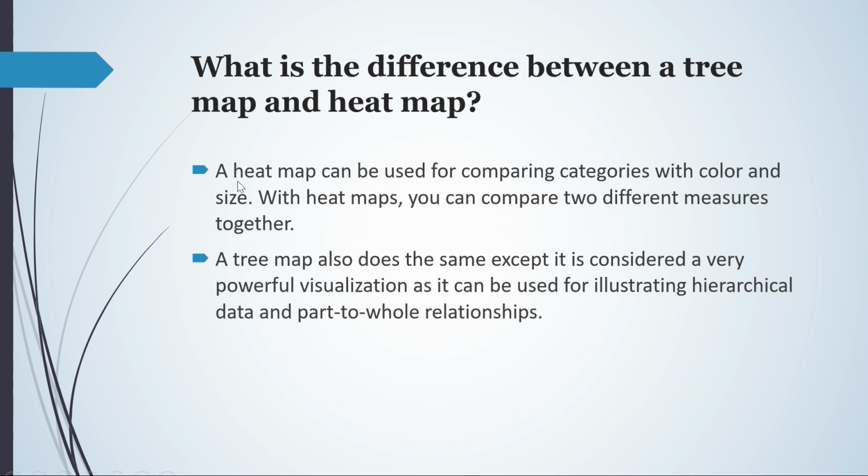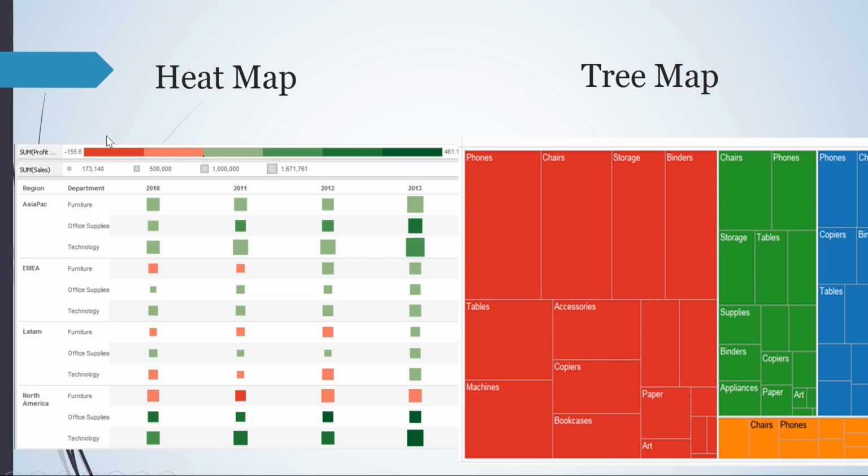So see, a heat map can be used for comparing categories with the help of color and size. Means both color and size come into the picture. With heat maps you can compare two different measures together. Suppose I have profit and loss, I can measure both on the basis of color as well as on the basis of size also. So let's see how a heat map looks. This is a heat map.